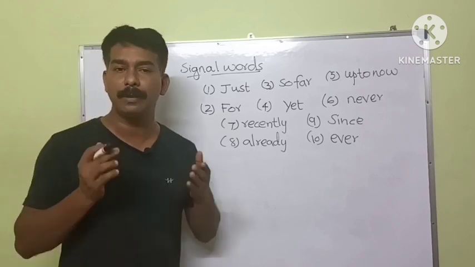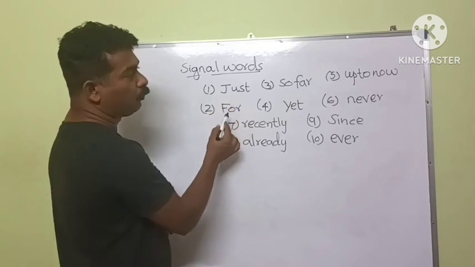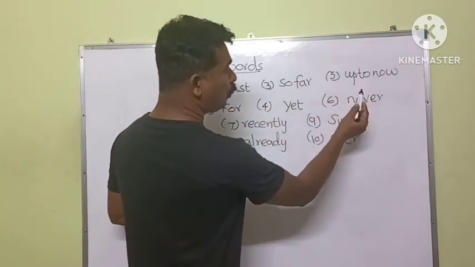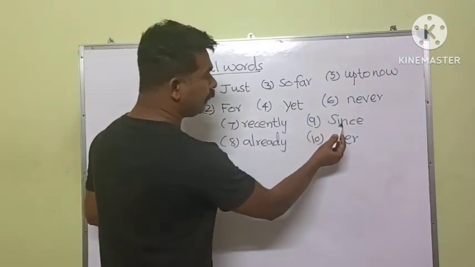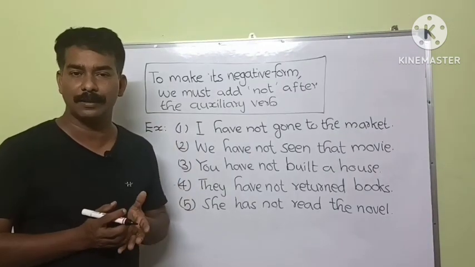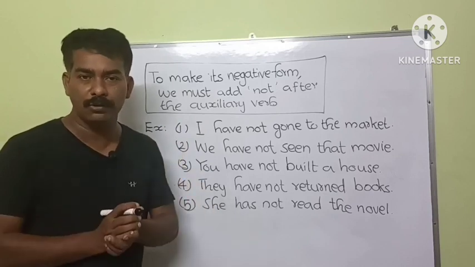Signal words tell you which tense you have to use. The signal words in present perfect tense are just, for, so far, yet, up to now, never, recently, already, since, and ever. In order to make negative sentences, we must add not after the auxiliary verb.